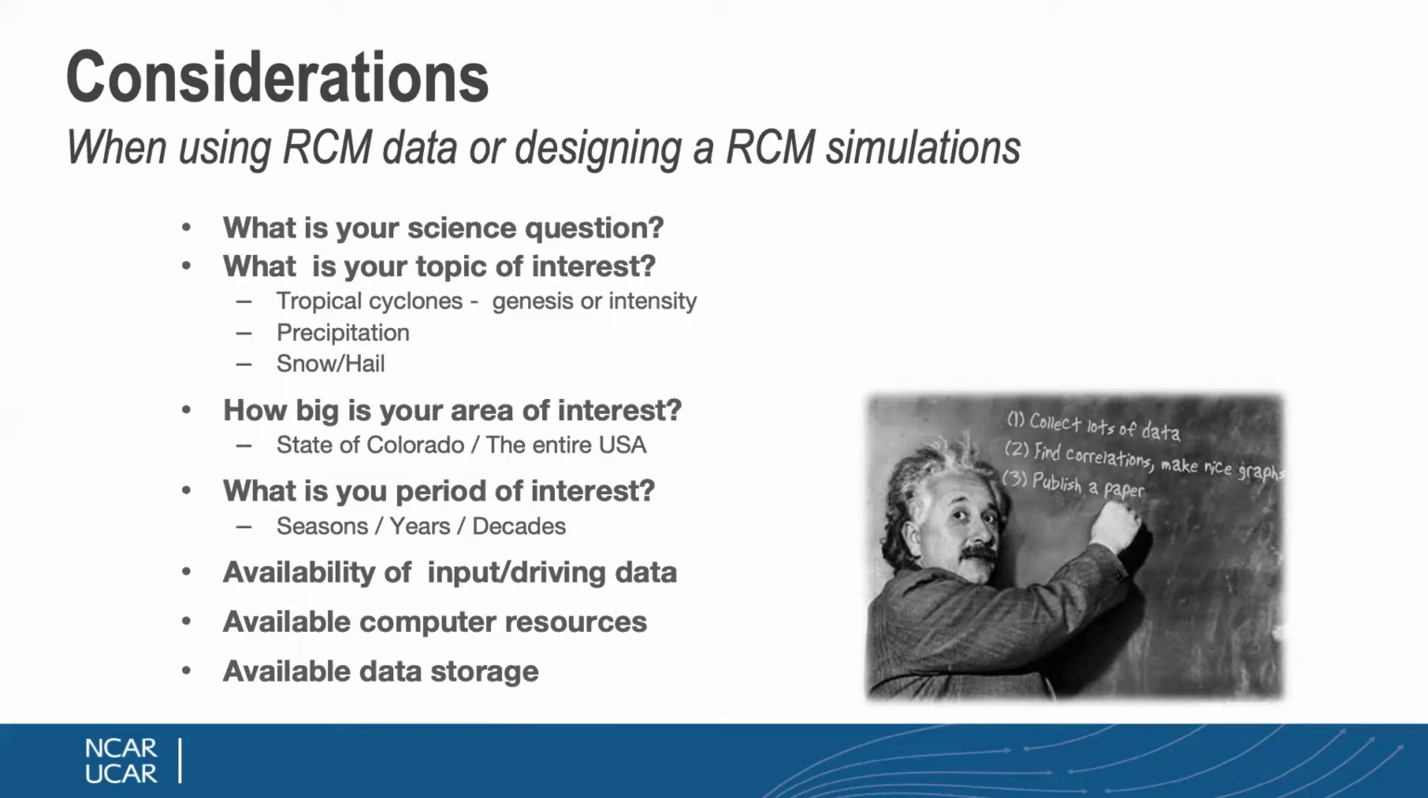What is your topic of interest? For instance, cyclones, precipitation, snow. And also sub-interest. For instance, if you're interested in genesis of tropical storms, you might not need a regional model. But if you're interested in the intensity of tropical storms, you probably will need a regional downscaling model. You need to consider how big the area is that you're interested in. What's the period that you're interested in?